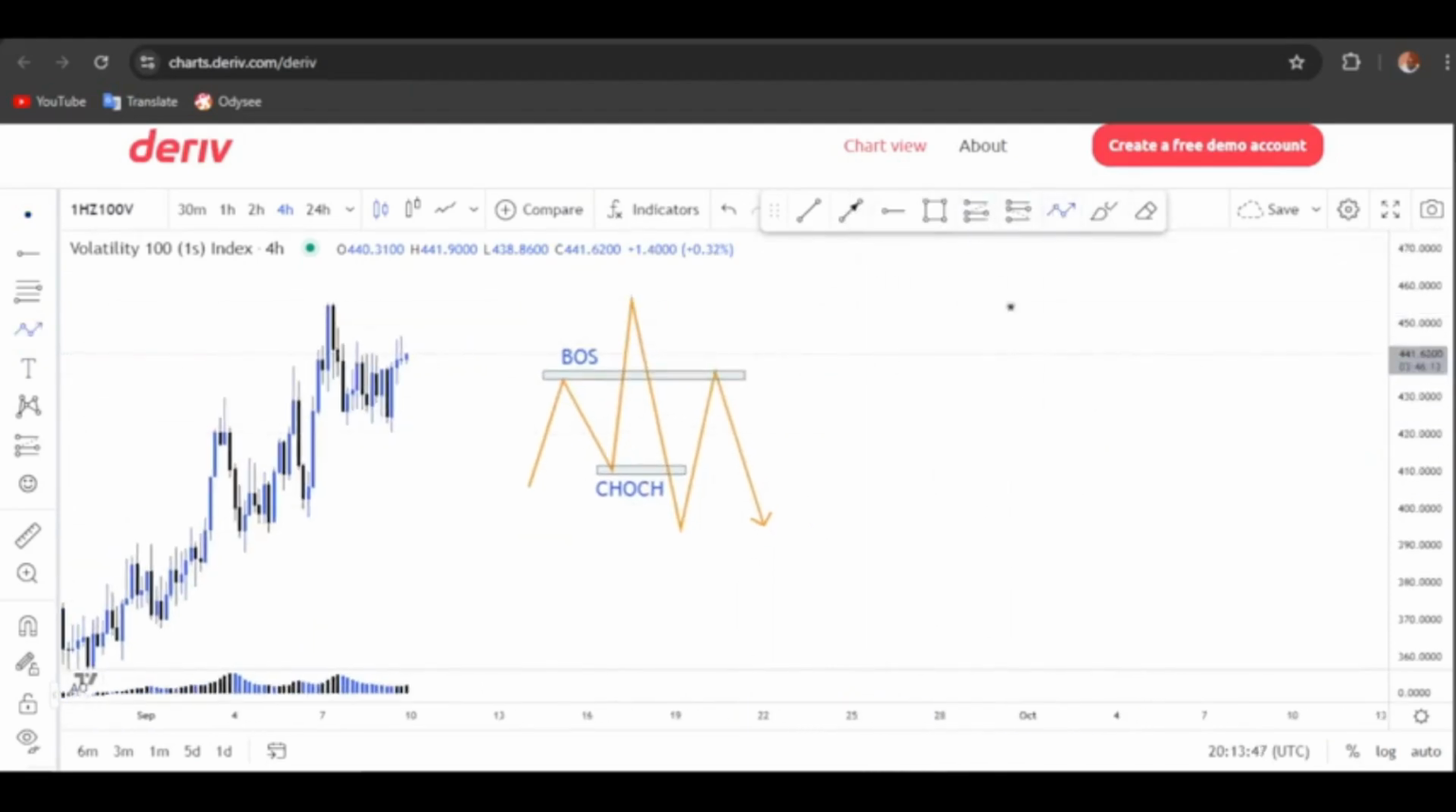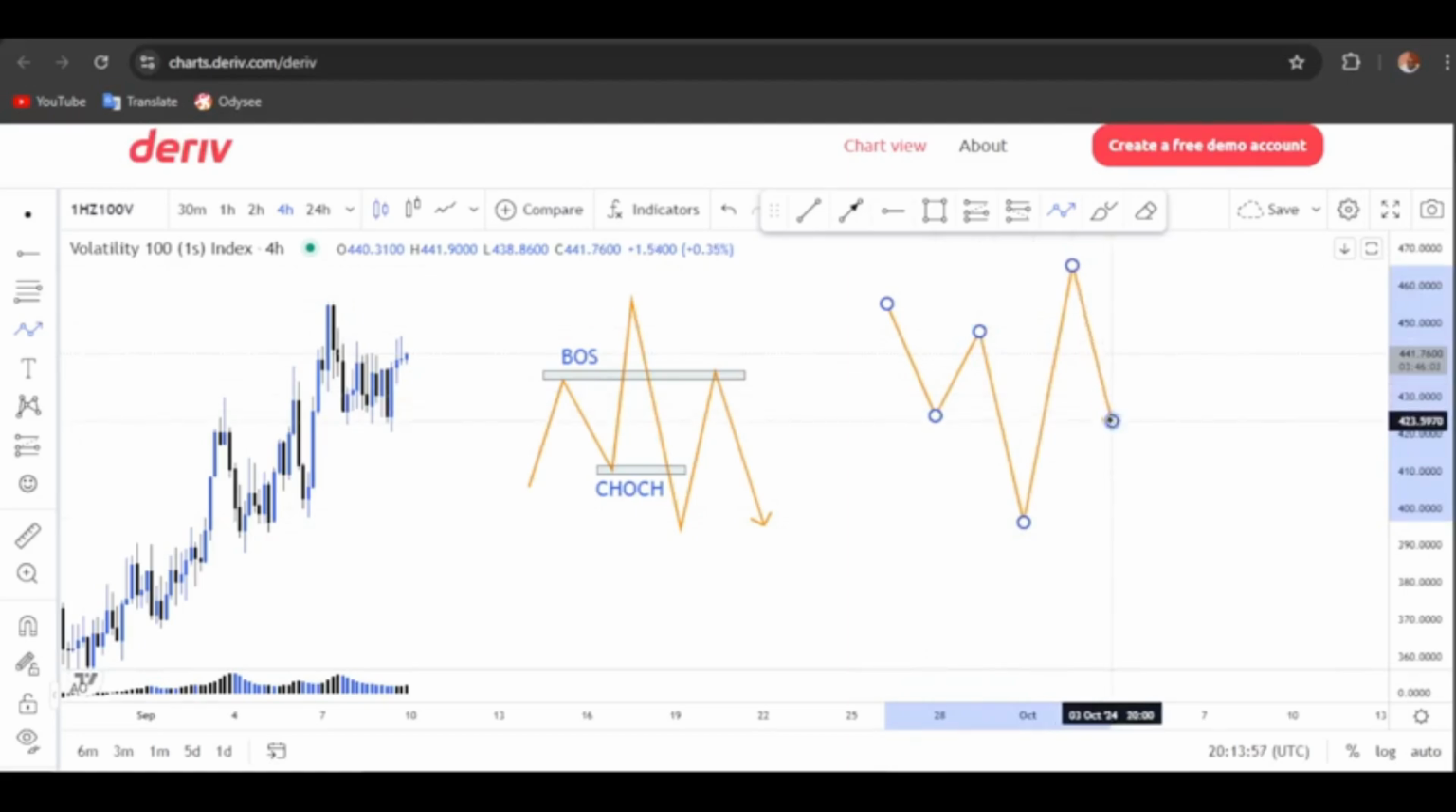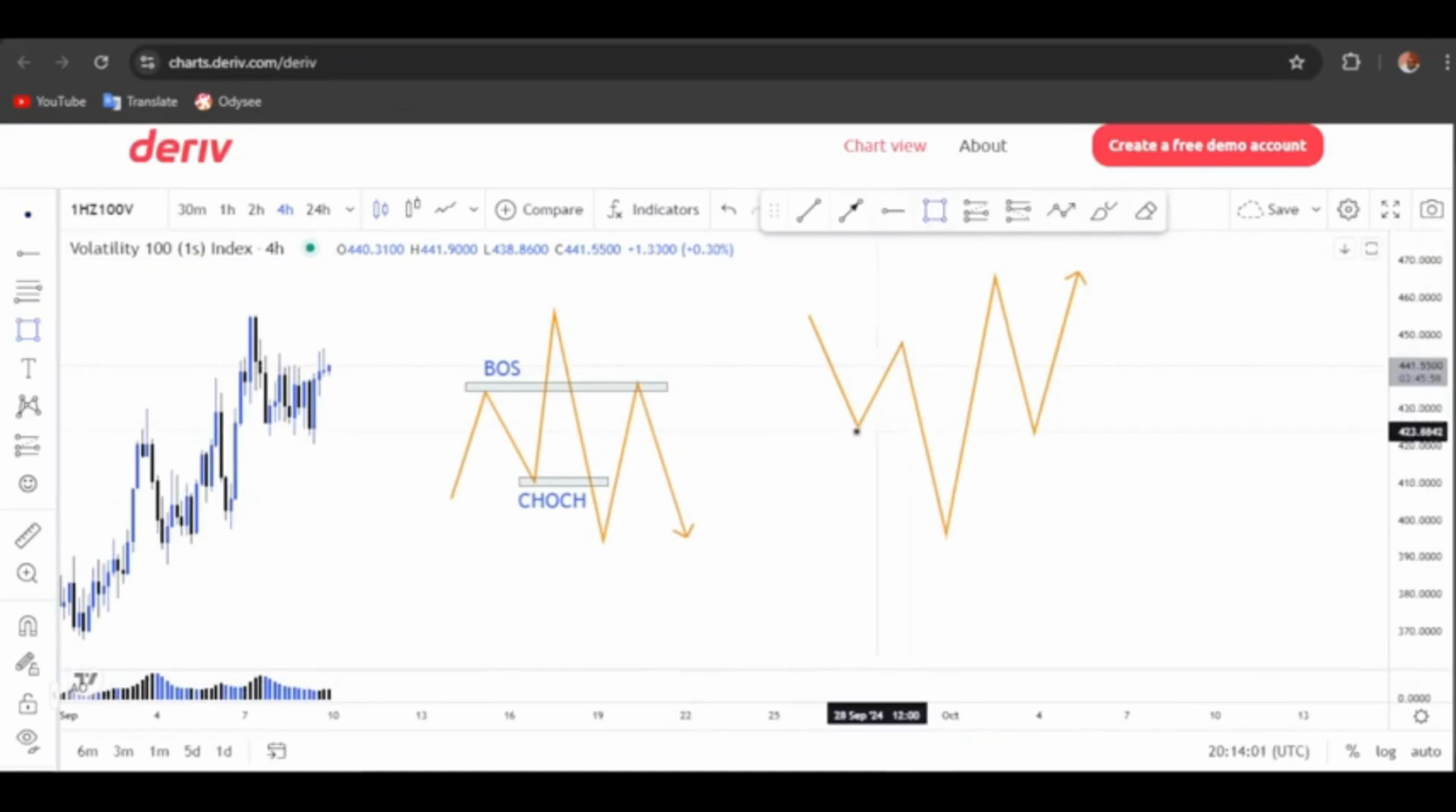And the opposite is also true. The market will be making lower lows, then we have this break of structure over there, then the market breaks this change of character, then it retraces to this level, then it moves to the upside. So we're going to be looking to trade these levels over here.